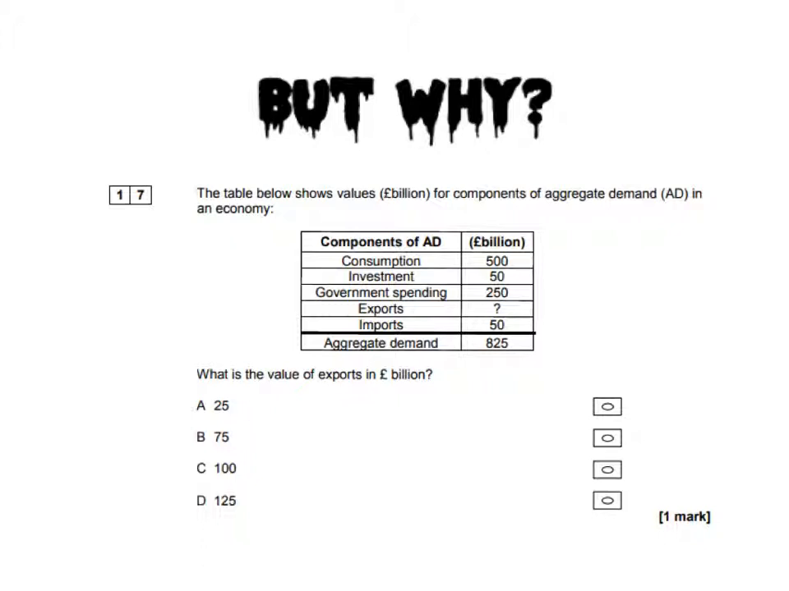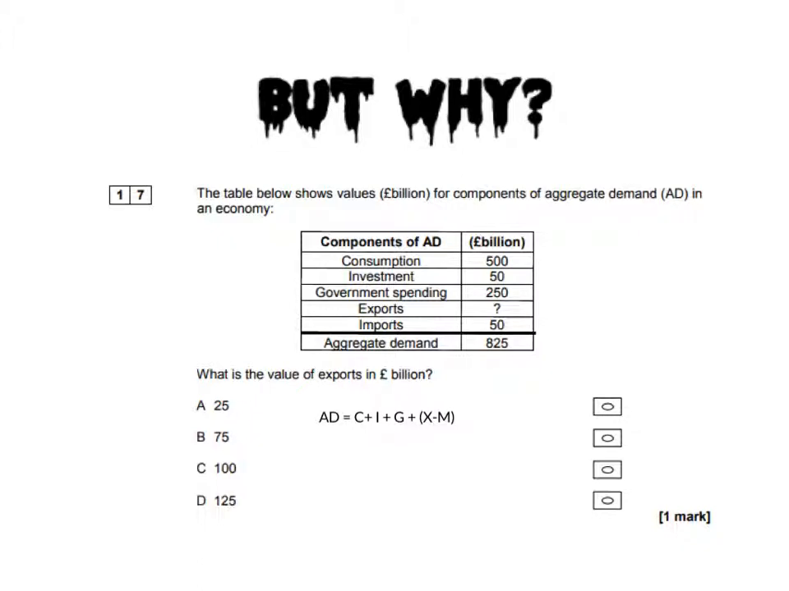In this one, because it's based on the AD formula, I would be writing out the formula. And if you wrote out the formula, you would get this question right every time. But the students who didn't write out the formula were the ones who were making those mistakes. So this is the formula: AD equals C plus I plus G plus X minus M. So we know that AD equals 825.